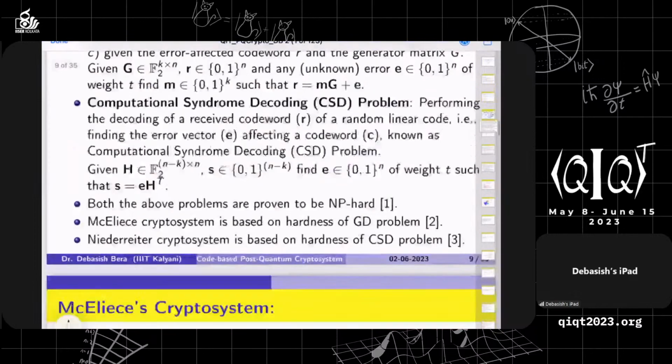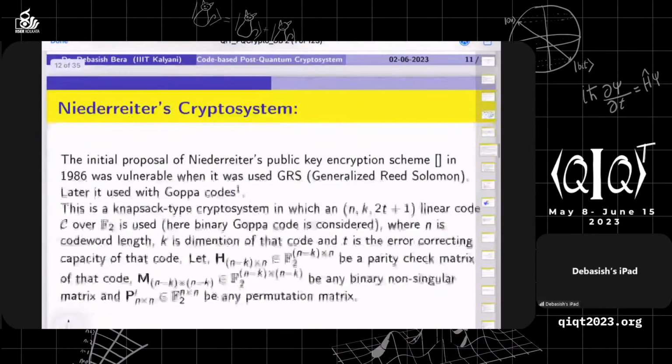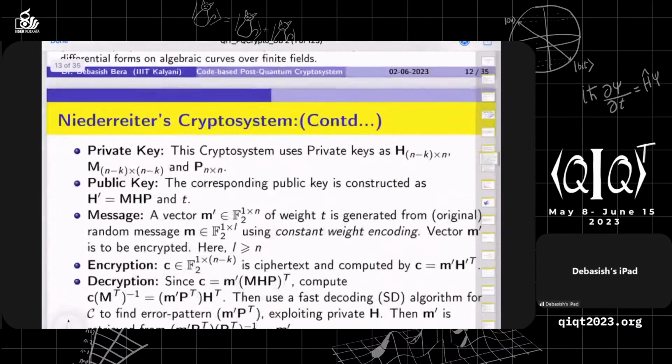The first one is exploited in McEliece, as I explained. The second one, computational syndrome decoding, is exploited in the Niederreiter system, where you are hiding H in a similar way. I need not explain it again, but if you have the interest, you can see here that in the Niederreiter system, the private key is my H, M, and P.